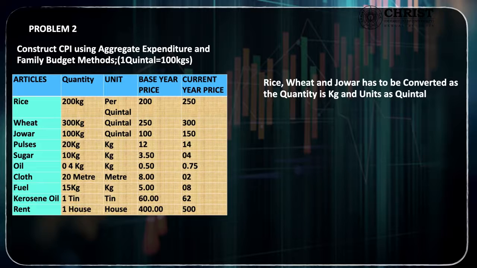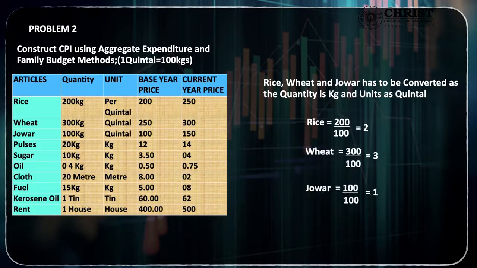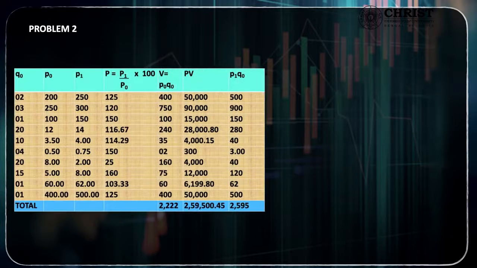So rice is equal to, it's given that 1 quintal is equal to 100 kilograms. So rice is 200 divided by 100, that is 2. Wheat is 300 divided by 100, that is 3. Jowar 100 divided by 100, that is 1. So these are the values we are going to use for computation. If you use the same values which are given in the question, your computation will be wrong. Now family budget method, we have to show that we do both the methods, so the table is explained and the computation is explained. Price relatives we have calculated, weights we have calculated, PV values are there and P1 Q0 values are there.